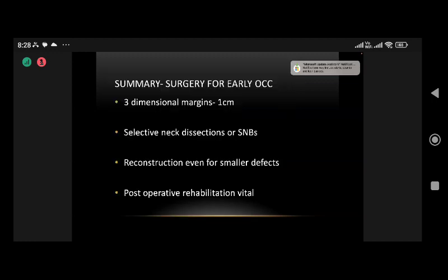radiotherapy. So, to summarize, surgery for early oral cancers: three-dimensional margins, 1 centimeter margins, no matter how small the tumor is. In most patients, you will perform an elective neck dissection. You may try to do a selective neck sentinel node biopsy. The outcomes with regard to disease management are the same. Reconstruction has to be thought of even for smaller defects. And post-operative rehabilitation, as I said, is vital for good outcomes of your good surgery.